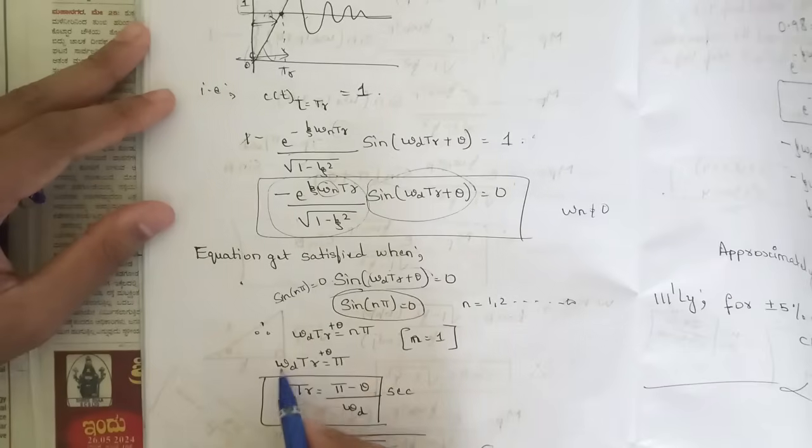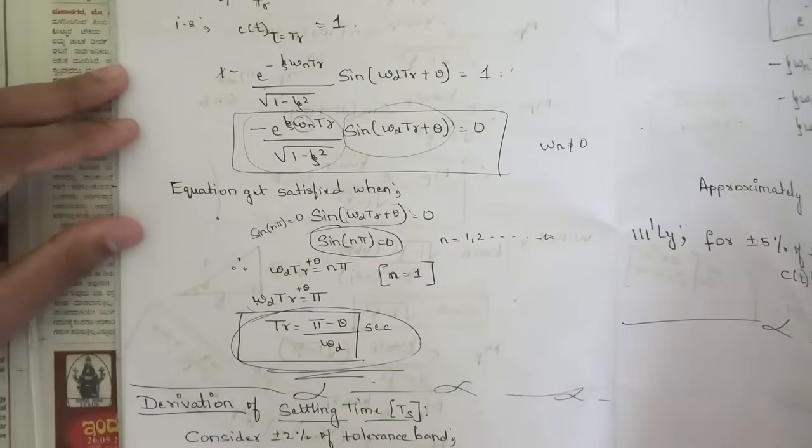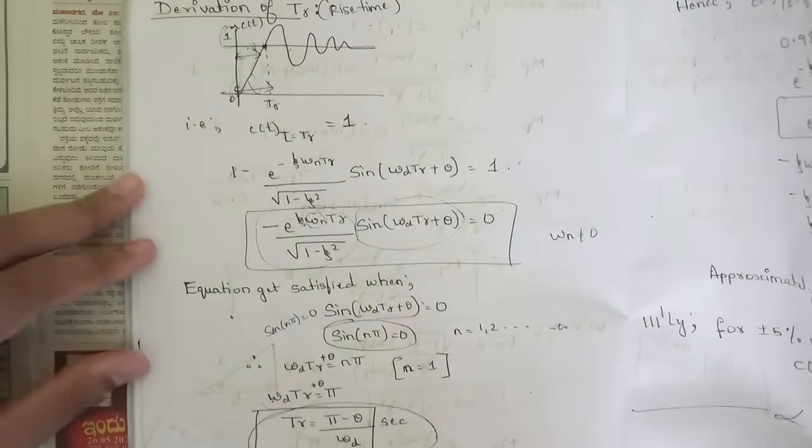So therefore omega d TR plus theta is equal to pi, so the value of TR we are getting is pi. So this plus theta, if you take it to the other side, it would be minus theta divided by omega d. So this is our expression for rise time, that is pi minus theta divided by omega d. So this was all about the derivation of TR.